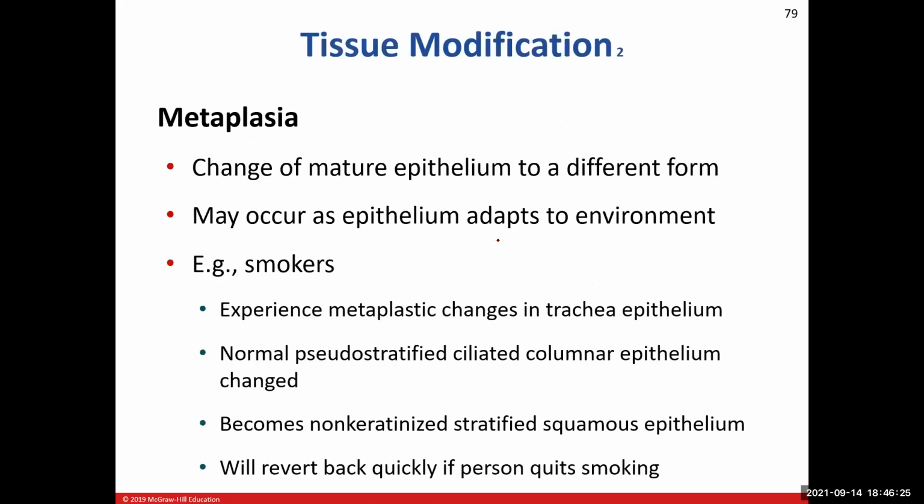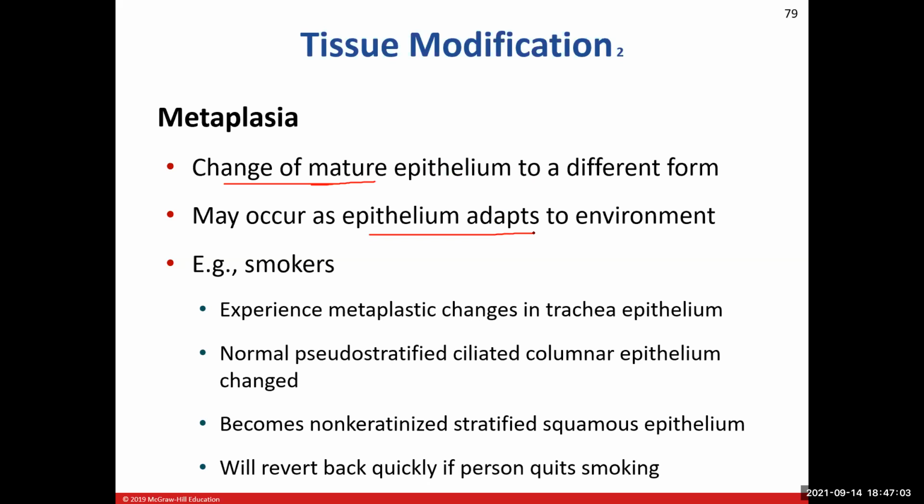So going back to tissue modification, this next term, metaplasia, is when we see our mature epithelium, and it's important to understand, mature epithelium, change from one type to another type. And a lot of this has to do with adaptation. And I mentioned this before about smoking. Normally in the larger respiratory passageways, those areas are going to be lined by pseudostratified ciliated columnar epithelium.